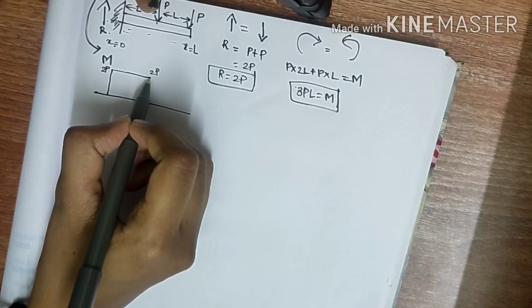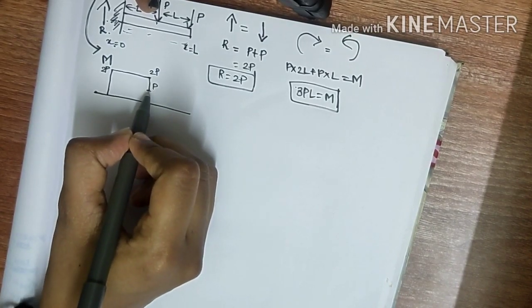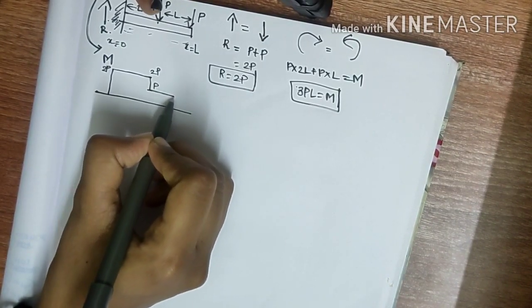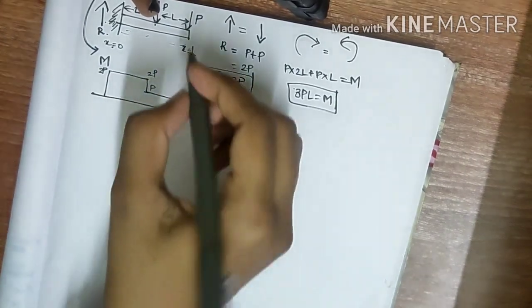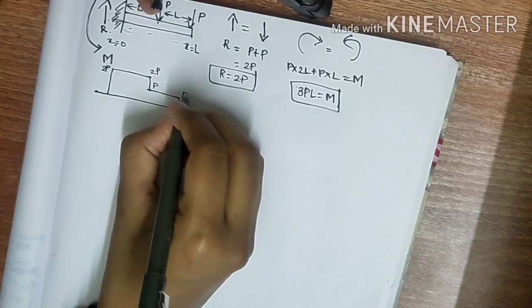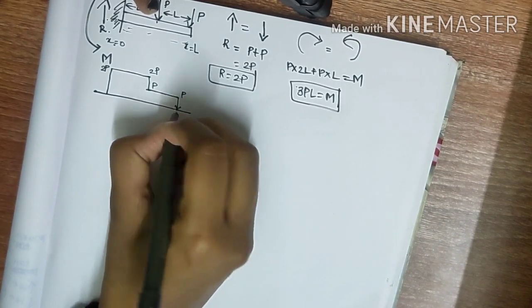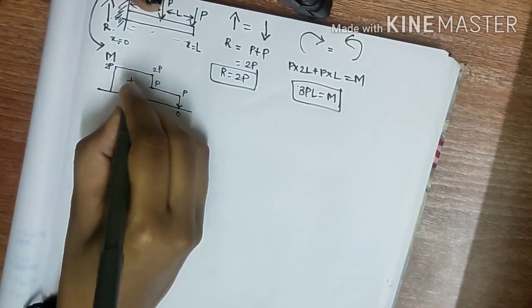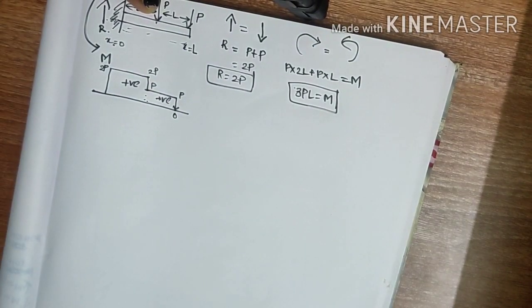But here P is acting, so 2P minus P becomes P. Here also there is no other load, so it will be constant at P because there are no other lateral loads present. Another P is coming, so P minus P is 0. Till here it is P and here it is 0. Finally we get this, positive shear force in both portions.